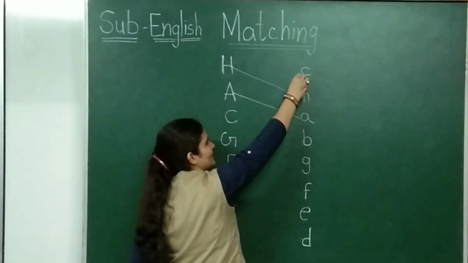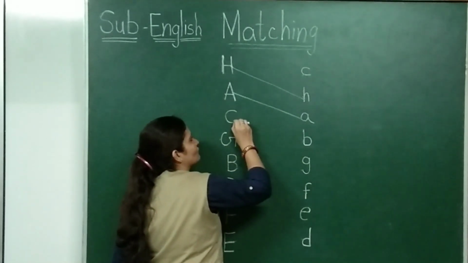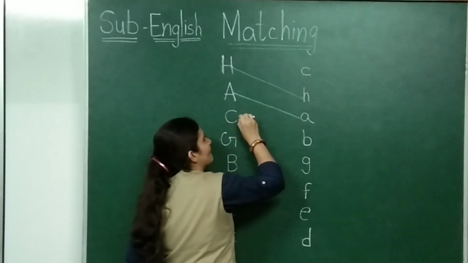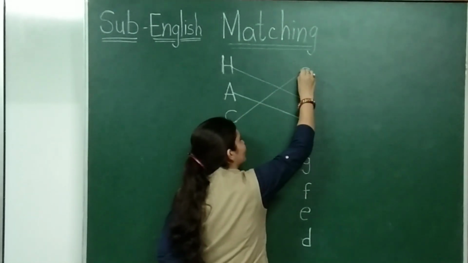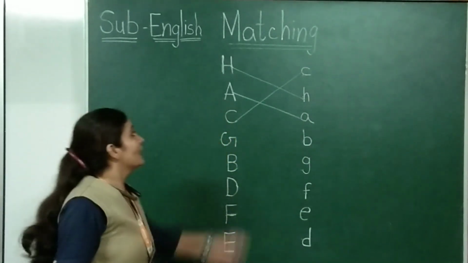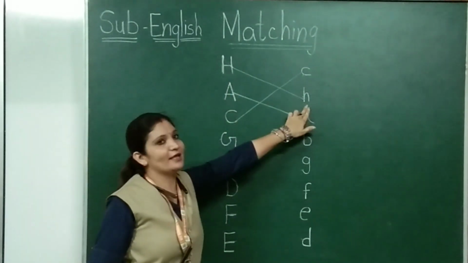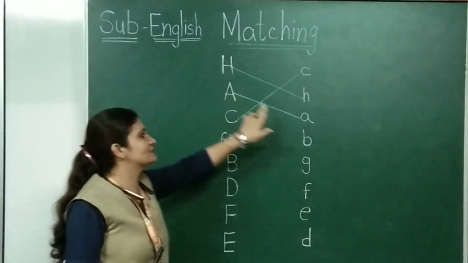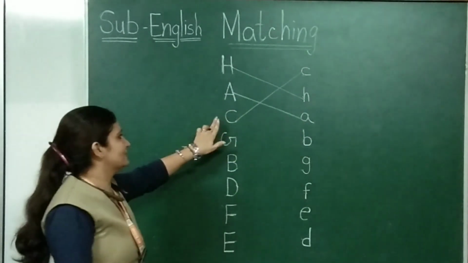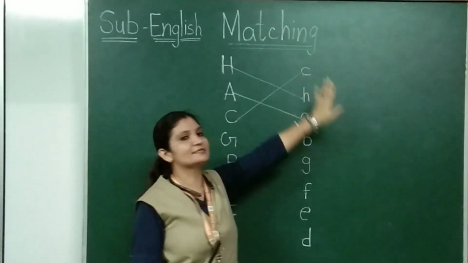This one? Yes. Now what we have to do? We have to do matching. We have to draw one line like this. Okay. Capital H with small h. Capital A with small a. Capital C with small c.